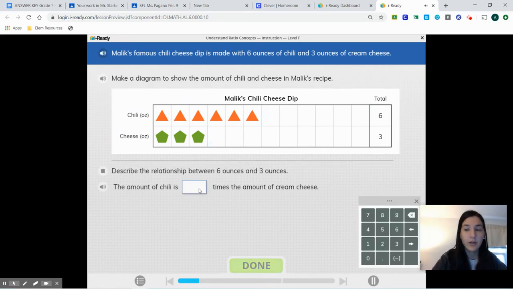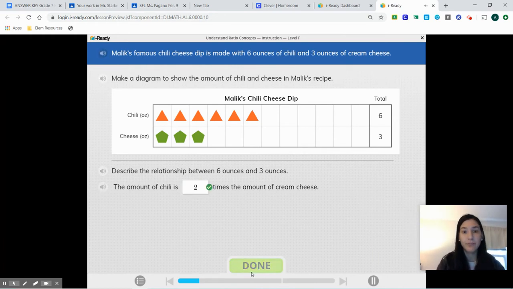Describe the relationship between 6 ounces and 3 ounces. So now the amount of chili is blank times the amount of cream cheese. Well, we need to think 3 times what will give us 6? 2. So the amount of chili is 2 times bigger than the amount of cream cheese.